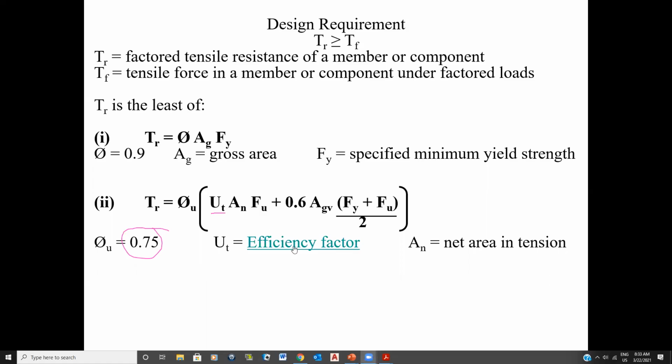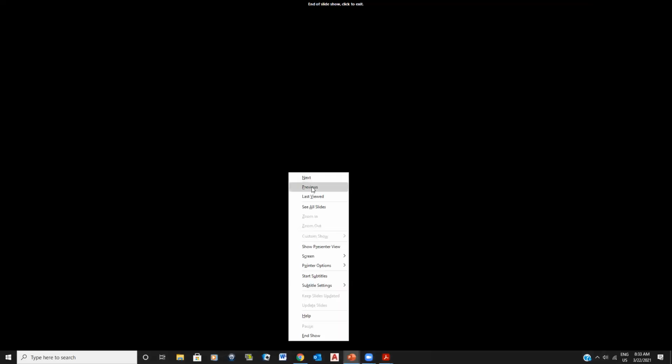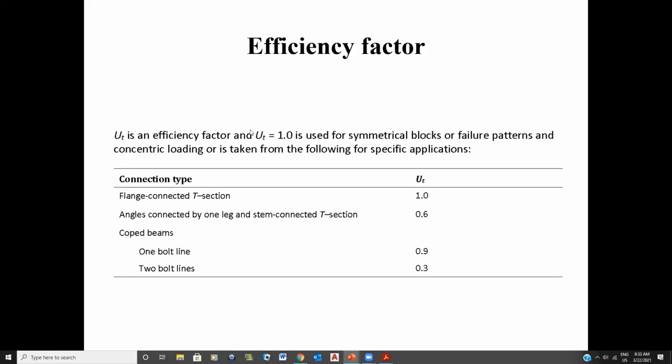And we're going to look at them very quickly, but we're going to come back to this. Okay. Sorry about that. So here, UT is an efficiency factor, and UT is 1.0 used for symmetric block failure patterns and concentric loading, and is taken from the following specific applications. Now we're going to come back to this. Okay, so this is where you have your UT.